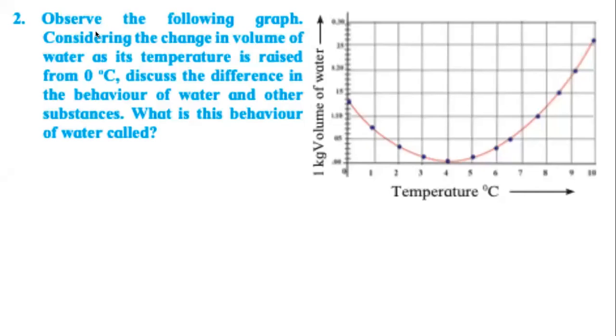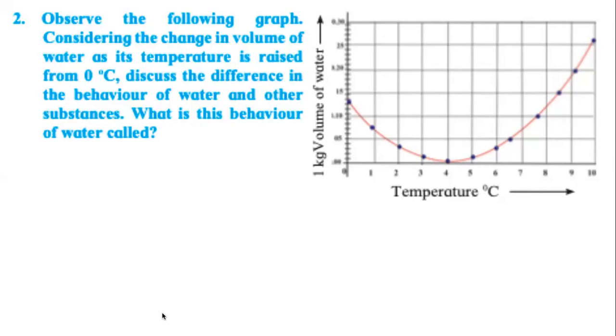Question number 2 in the exercise refers to the same graph, and you have been asked some questions. It says, observe the following graph. Considering the change in volume of water as its temperature is raised from 0 degrees Celsius, discuss the difference in the behavior of water and other substances. So we are comparing and contrasting water with other substances from 0 degrees and above. That is one part. And then the second question is, what is this behavior of water called?